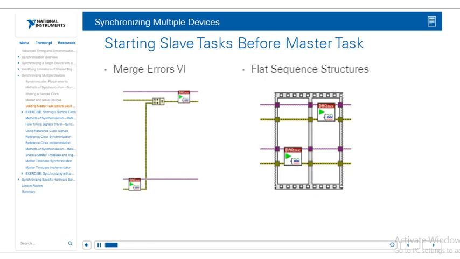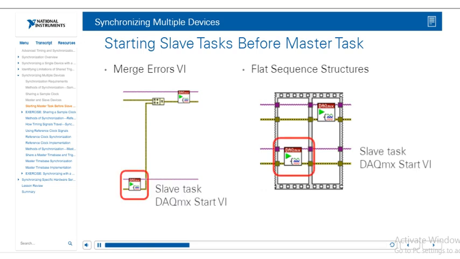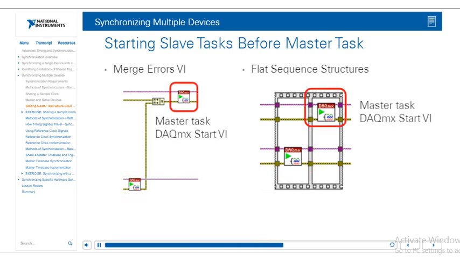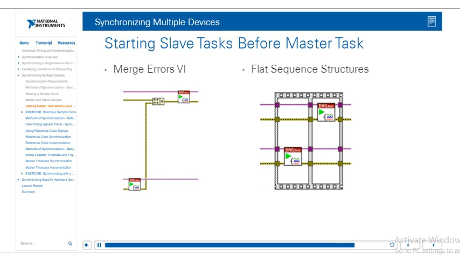To make sure that all devices begin their task at the same time, we have to make sure that the slave device, which is the device that's receiving the clock signal or trigger, is configured and running before the master device begins. Here's a couple of common ways to make sure the slave device task is configured and ready to run by the time the master task starts.